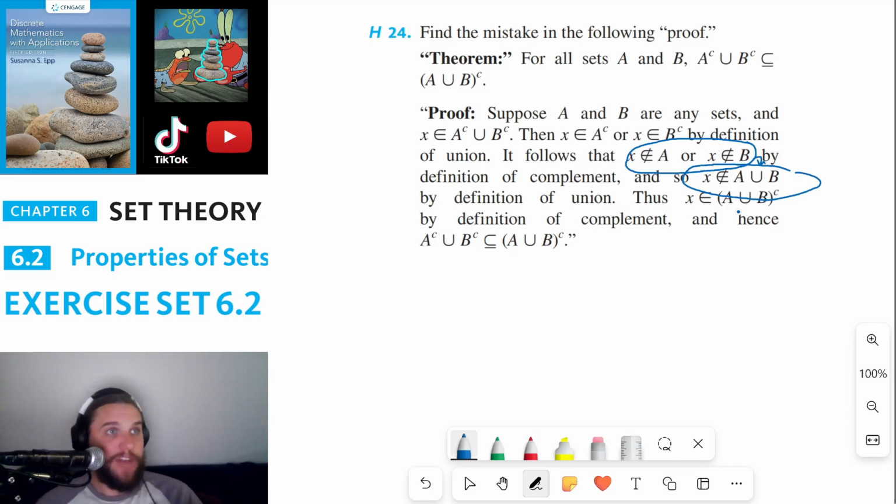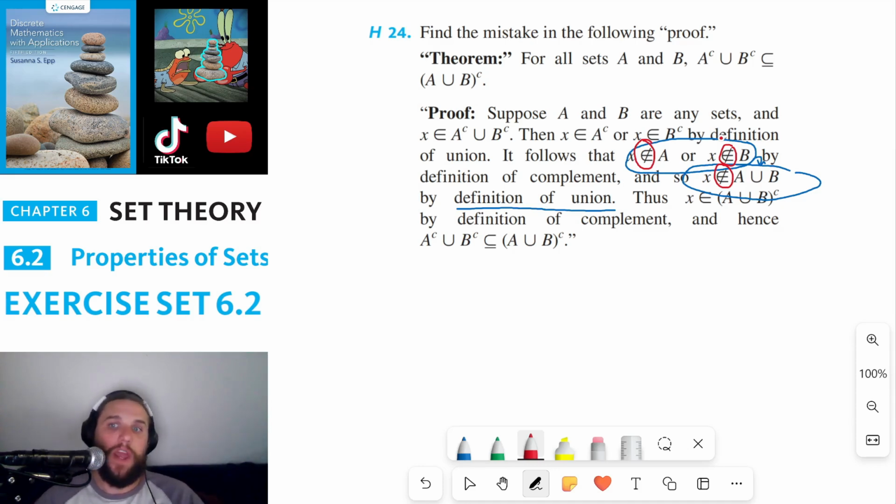If you look up the definition of union, you will not find any of these symbols. These symbols are not in the definition of union. And so the author of this proof is trying to take a definition that only applies when X is an element of A or X is an element of B. We're trying to take that definition and apply it to something where it's not supposed to be applied. The definition of union is not meant for this symbol here because it's not part of the definition of union.